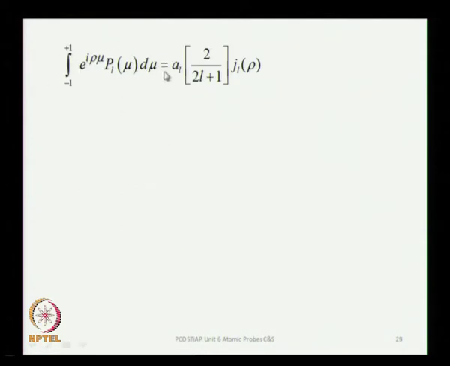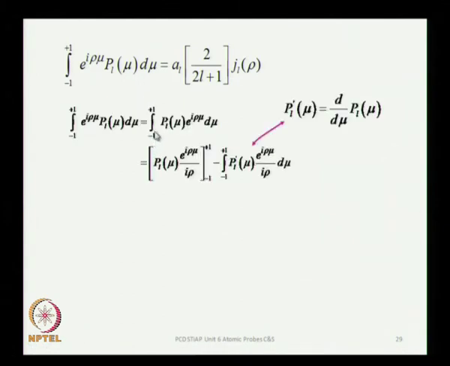So, this is the integral to be evaluated, and this is an integral over mu, an integral of a product of two functions, e to the i rho mu is one function, P_l(mu) is another function. So, I take P_l(mu) as the first function and e to the i rho mu as the second function, and use the usual formula which you would have used, you know, billions of times in solving the integration of a product of two functions. So, you get P_l(mu) e to the i rho mu over i rho between the limits minus 1 and plus 1, then you have to subtract from this the integral of the derivative of the first function, which is dP/dmu, right, and the integral of the second function, which is e to the i rho mu over i rho.